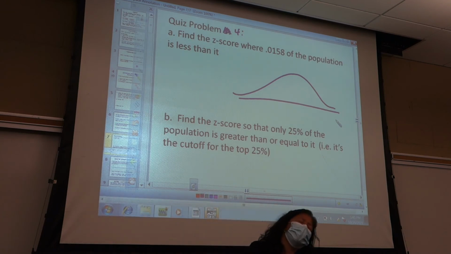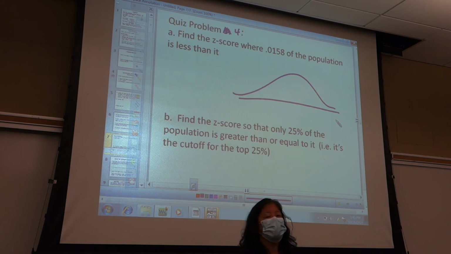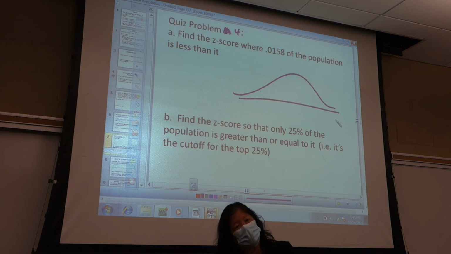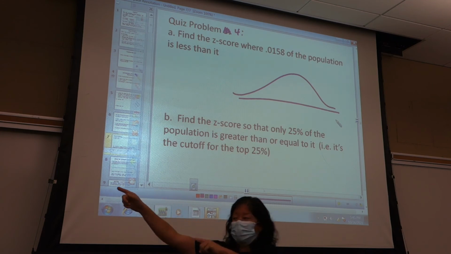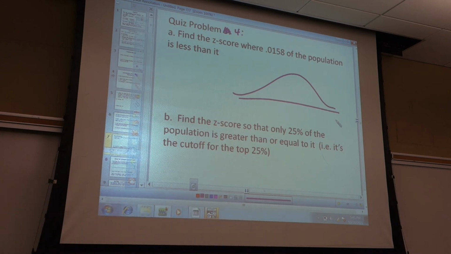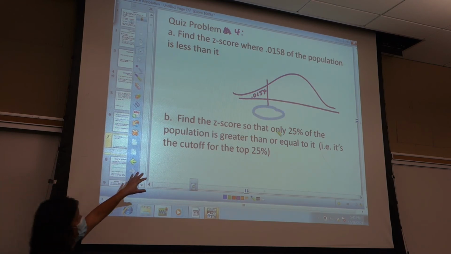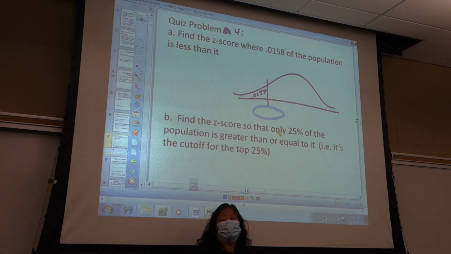So less than is that on the right side or the left side? Which one is it? Is less than over here or over there? Left side. It's this way, right? So you're going to draw in this, and this side is going to be 0.0158. I'm putting it on the inside, so you know it's a probability. I need to find this z-score. You're going to do a similar thing with the one down below. Top 25%, is that going to be on the left or the right?